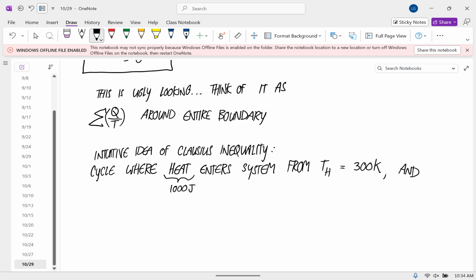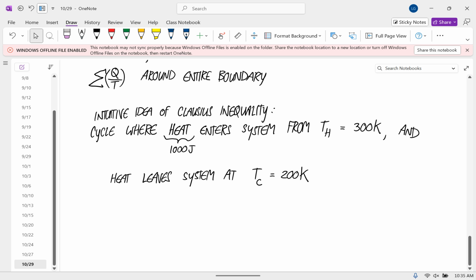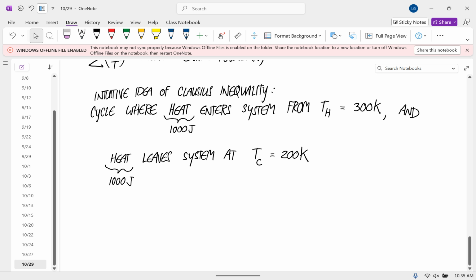And then heat leaves the system at a cold reservoir of 200 degrees Kelvin. And if it's a cycle, then the amount of internal energy inside the system can't change. So this also has to be 1000. So now let's calculate that ugly integral thing.